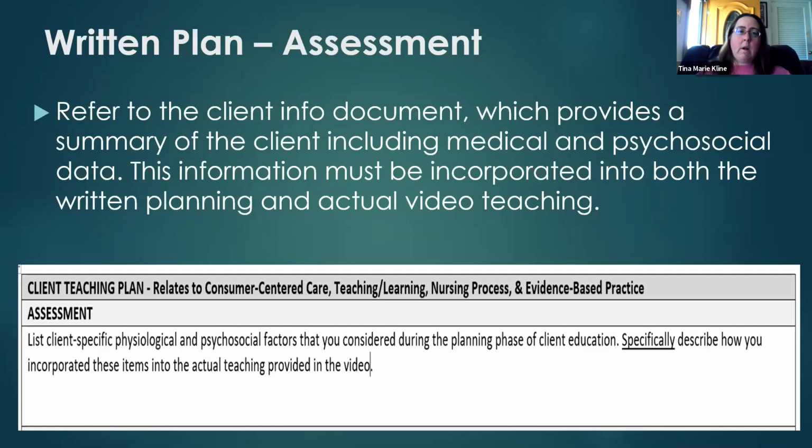So it's very important that you refer to the client info document that's posted on the Clinical Plato. Your patient is Barb.